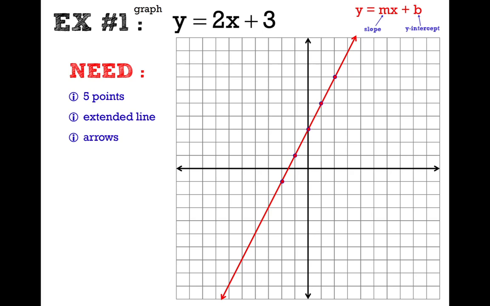You want to extend that line as far as it goes because that's what lines do. If you only made it as far as the 5 points, that would be a line segment. Make it go as far as your graph goes and put arrows on the end to show that it goes on forever. So please make note of those 3 things that you need to receive full credit.